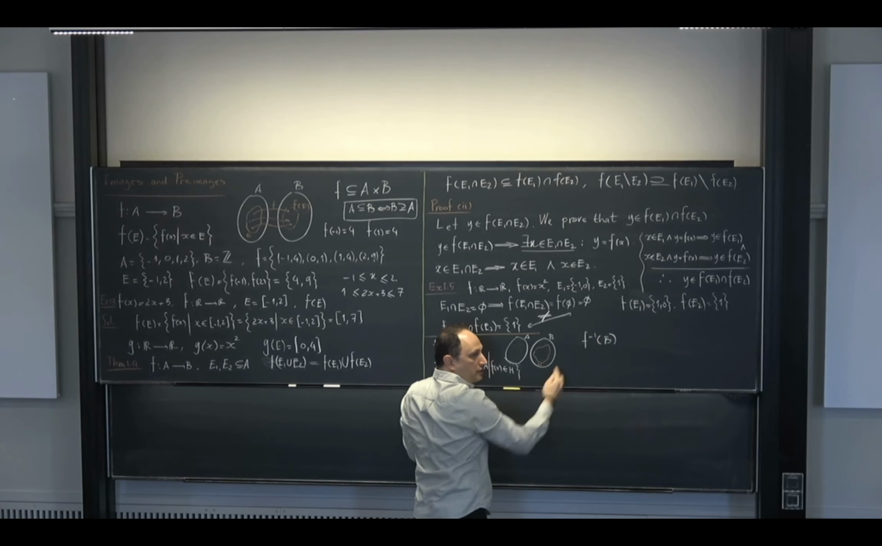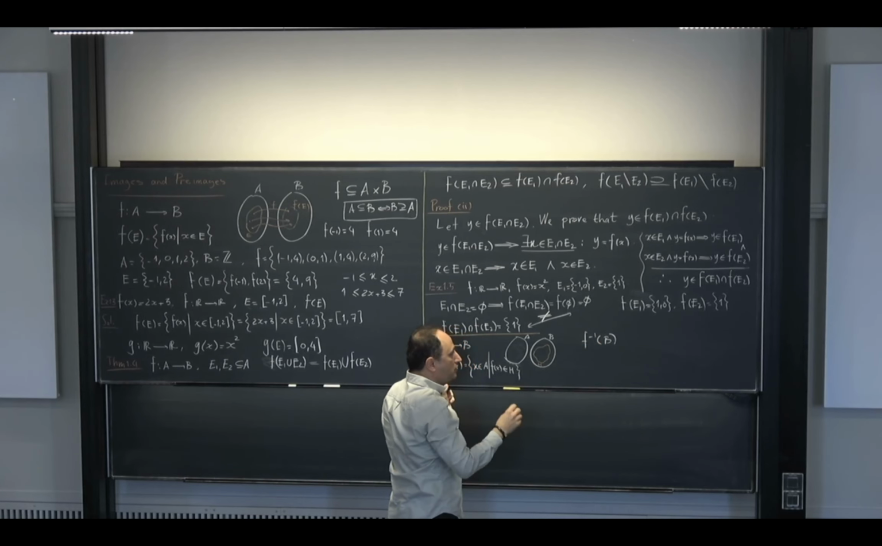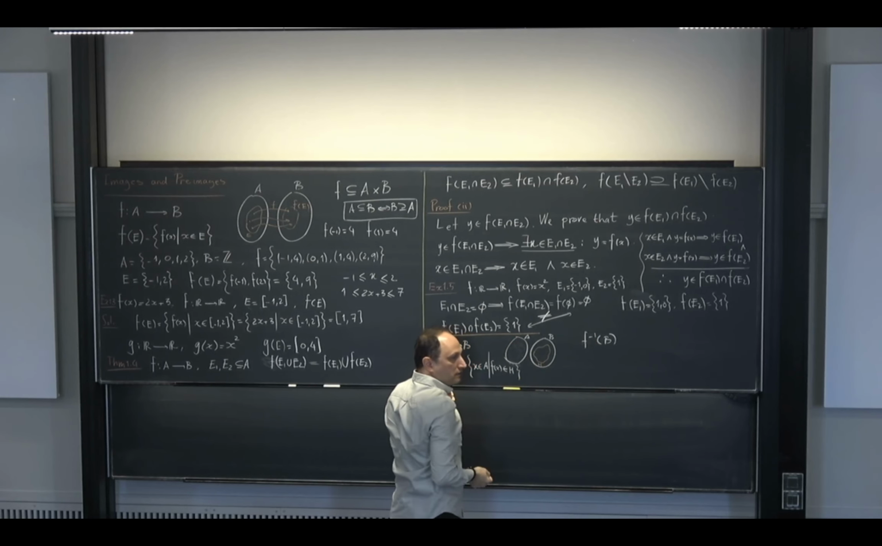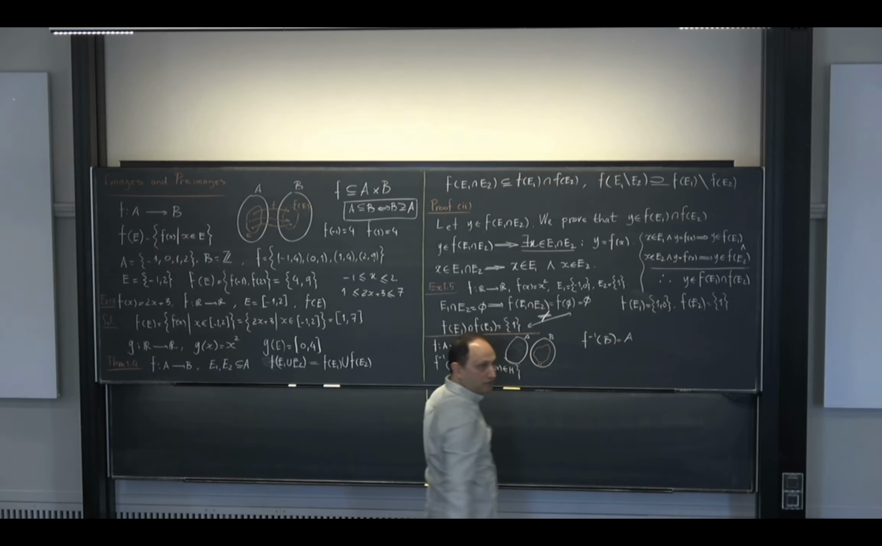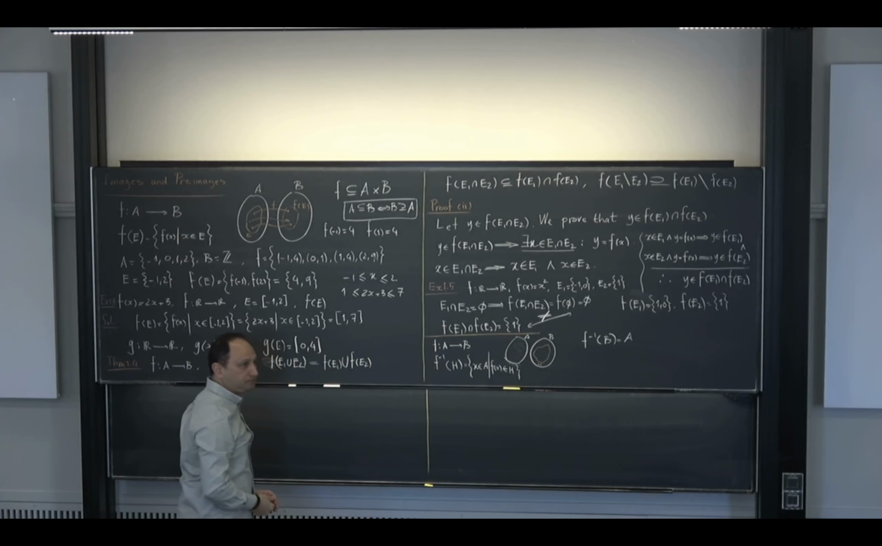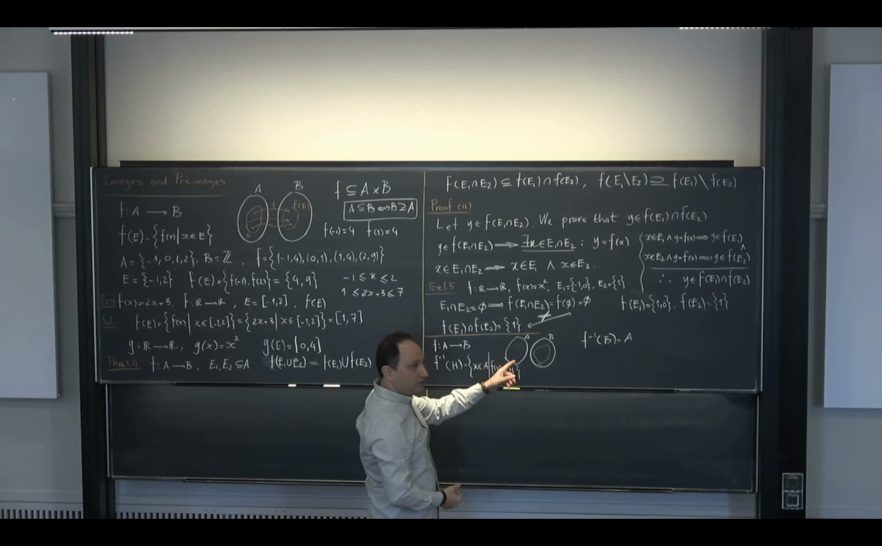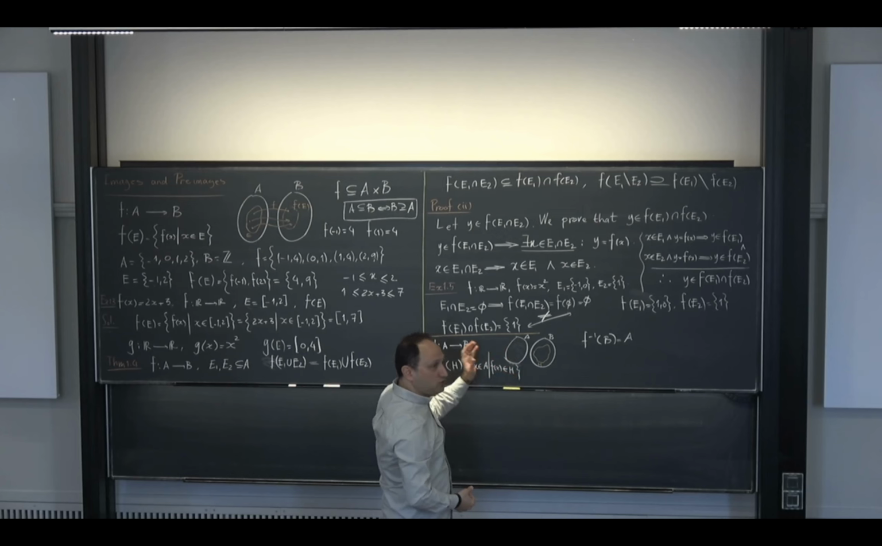By f inverse of B, I am asking you, can you tell me the elements in A that are mapped to B? What are they? Just A itself, by definition of the function. But B is not the range. No, because the definition of a function means that from all these elements, you should have an arrow coming out.